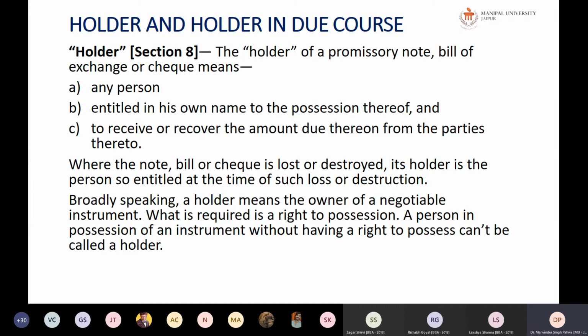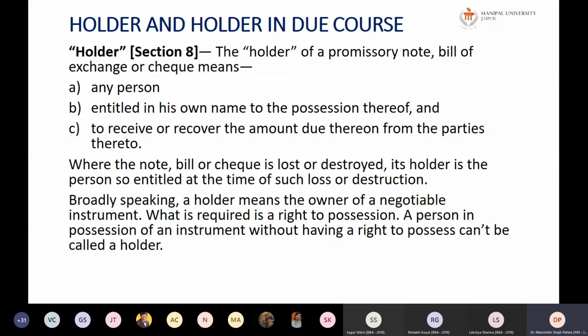Where the note, bill of exchange, or check is lost or destroyed, its holder is the person who is entitled to claim the damages or the loss. So the holder of a document is the true owner of that particular document. Even if he loses possession, still he will be called a holder. Broadly speaking, a holder means the owner of a negotiable instrument. What is required is a right to possession. Because the thing belongs to him, he has all the rights to have that particular document with him.